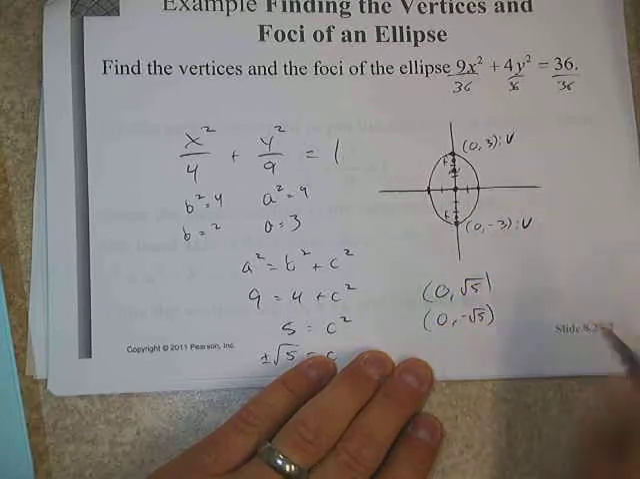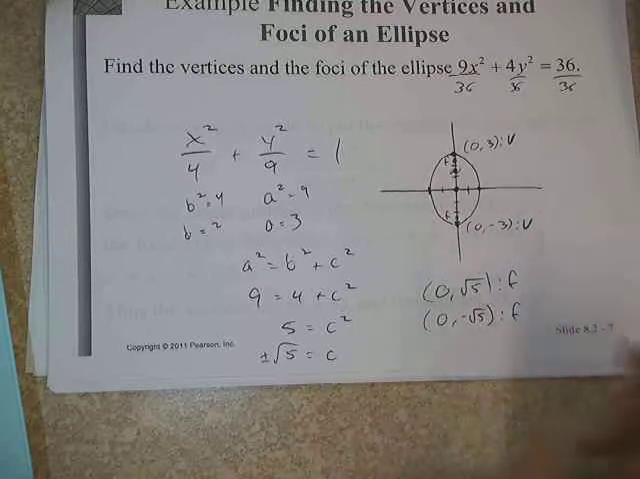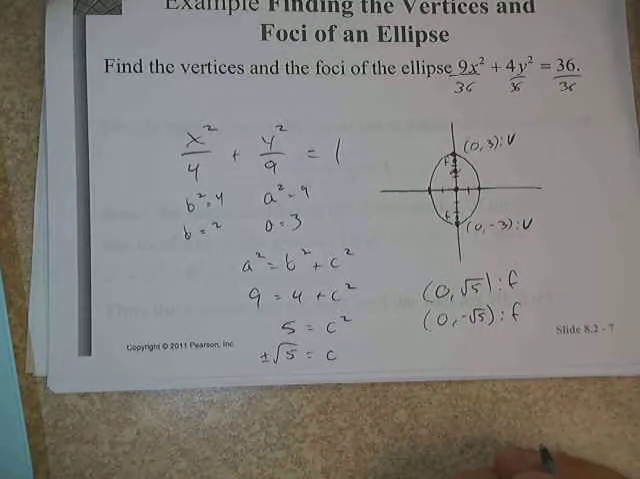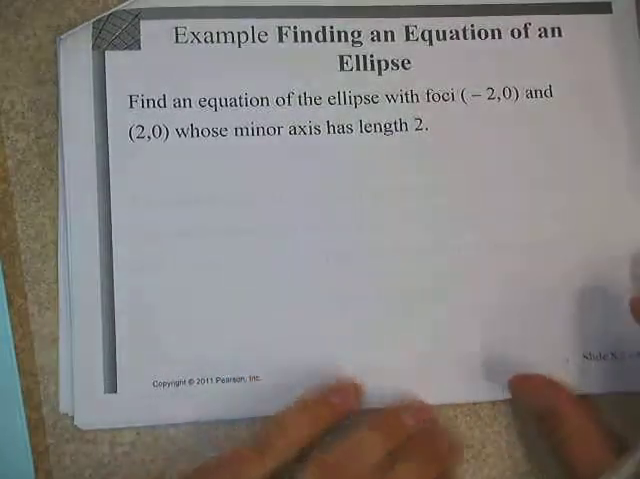So here's your one focus. Here's the other. So that would be focus 1, focus 2. And if we had to label those as points, we'd say 0, radical 5 and 0, negative radical 5, and those would be our two foci. Okay. Questions so far?